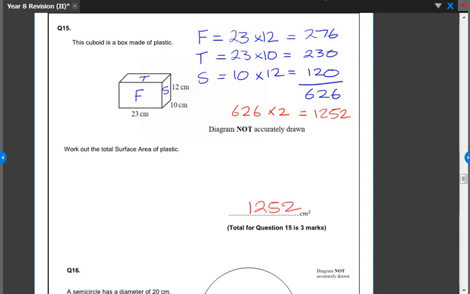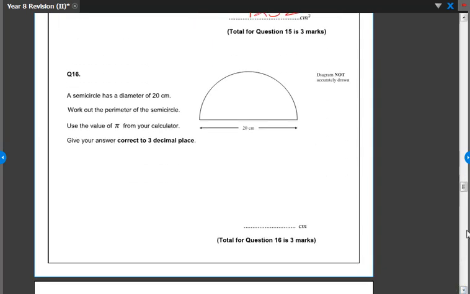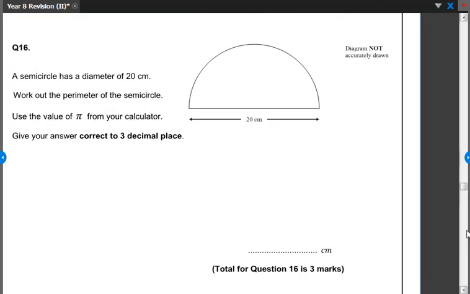You can do it individually if you want. You could double this, so you get 552. You could double this one and you get 460, and you could double this and you get 240, and you could just add them all together. That's totally fine. I just don't have time to do it all.